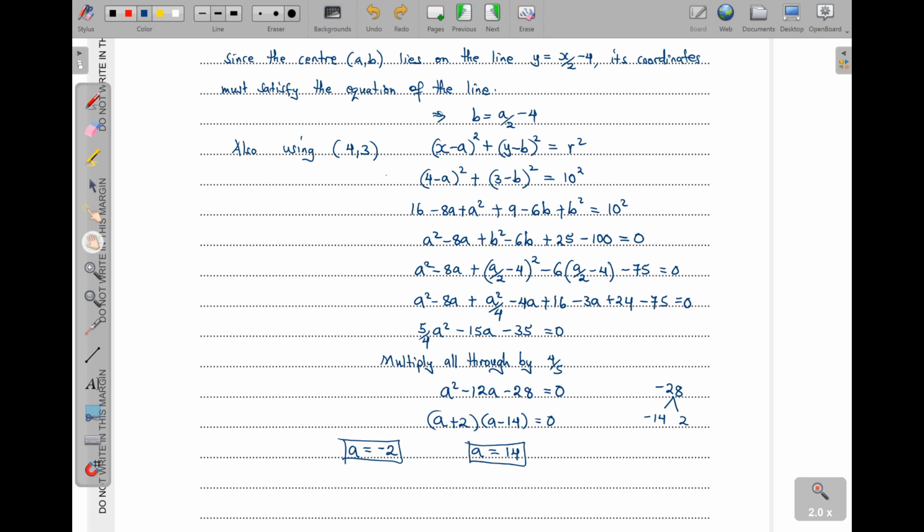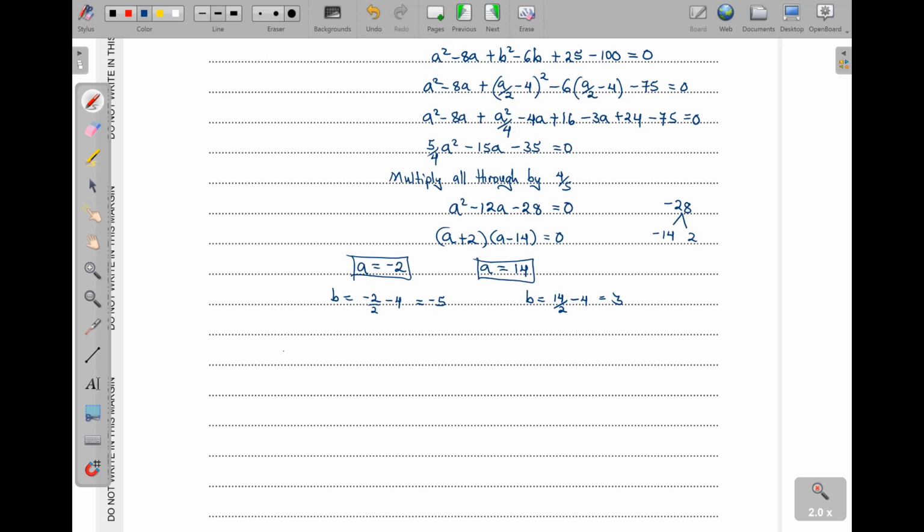Now we can have the values of b. Here b is going to be equal to, remember it is a over 2, so negative 2 over 2, that's negative 1, minus 4. That will give us negative 5. Then here b is going to be equal to 14 over 2, that is 7, then minus 4, which will give us 3. So we have two centers. One center is (negative 2, negative 5).